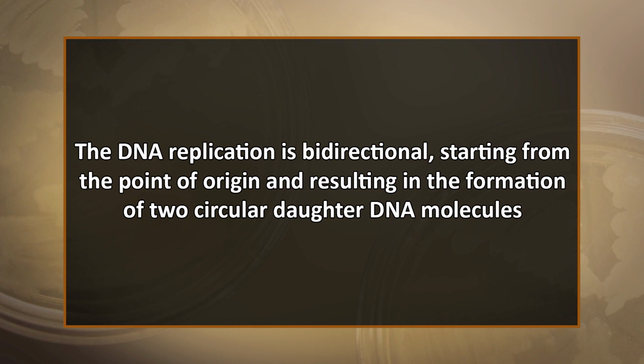The DNA replication is bidirectional, starting from the point of origin and resulting in the formation of two circular daughter DNA molecules. In each daughter DNA molecule, one strand is derived from the parental DNA molecule, while another strand is a new one. This is the semi-conservative mode of DNA replication.